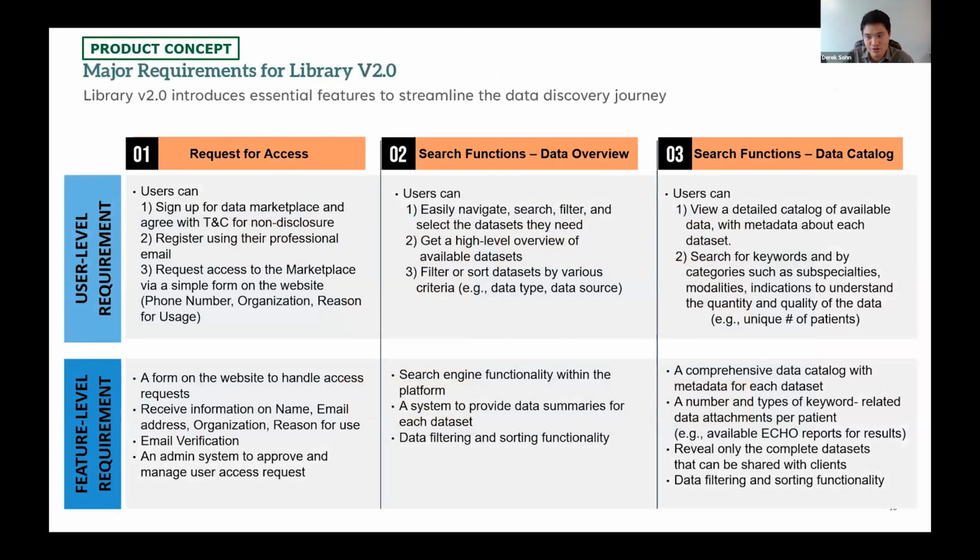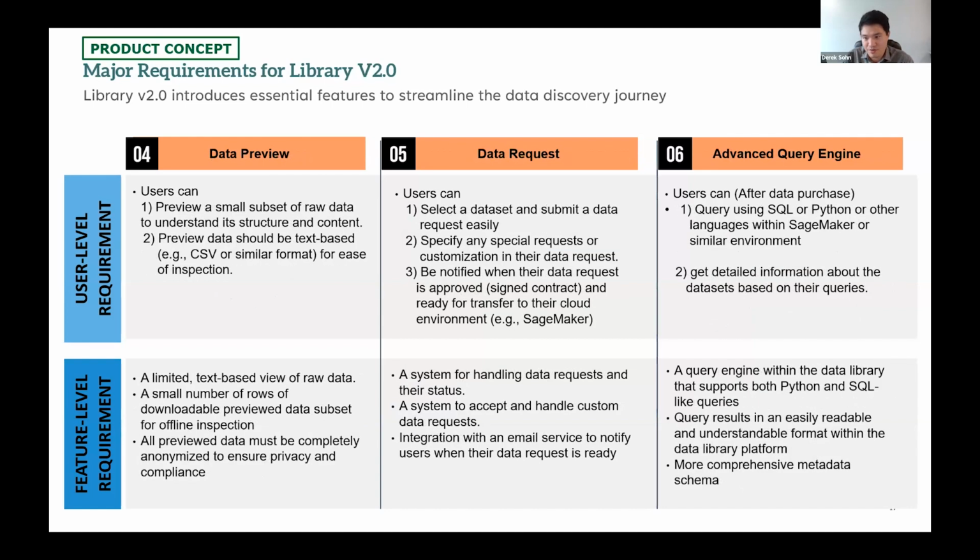I have introduced here these features and related requirements at a user level and a feature level. But in short, the first one is an intuitive request access system to onboard users smoothly. The second one is about enhanced search functions for a comprehensive data overview. Third is about a catalog to empower users with data understanding. Data preview provides a glimpse into dataset content. It enhances users' autonomy in data acquisition. And finally, when we transfer the data to their platform or their environment, they will have an advanced query engine to delve into the datasets post-purchase.